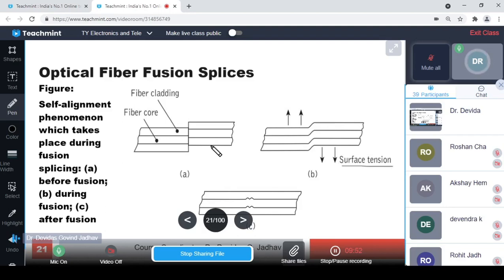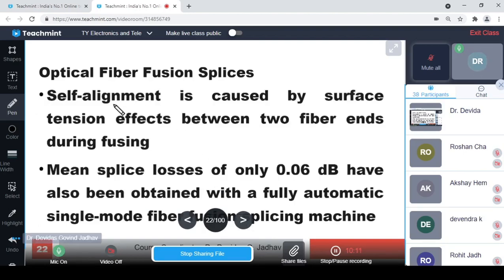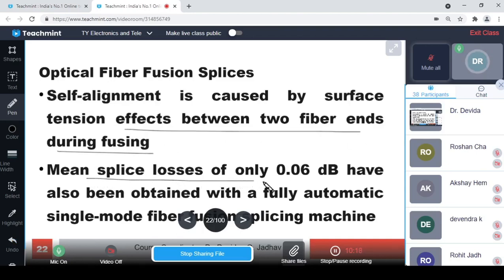So even though some slight lateral misalignment is there, due to the surface tension, that is a force, the fiber automatically gets aligned. That is called the self alignment phenomenon. Self alignment is caused by the surface tension effect between the two fiber ends during the fusing, and mean splice losses of only 0.06 dB have also been obtained with the fully automatic single mode fiber splicing machine.